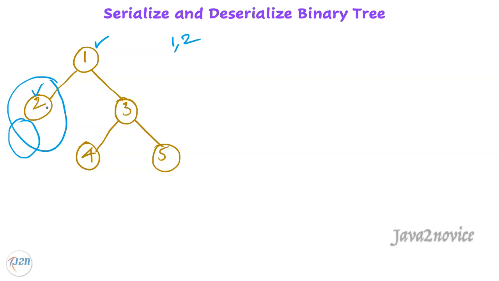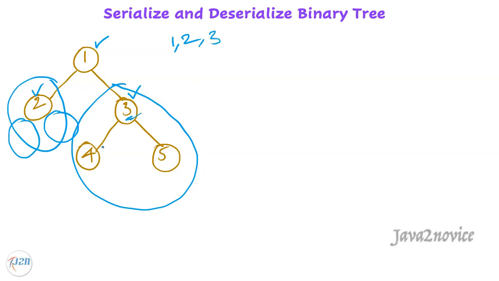Now we will visit its left subtree. Since 2 is a leaf node here, it does not have any left child. So we will visit its right subtree. Again it is the same. It does not have any right child because it is a leaf node. Now we will go back to its parent and traverse its right subtree. This is its right subtree. 3 is the root node here. Visit this root node first.